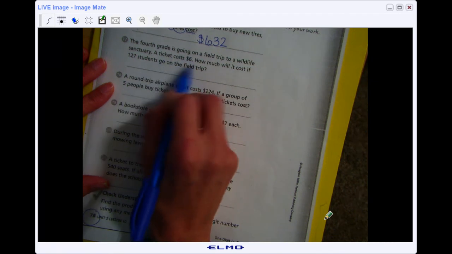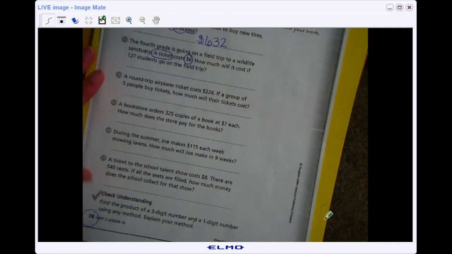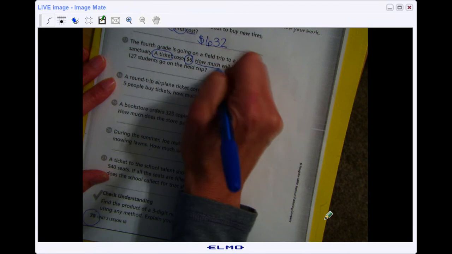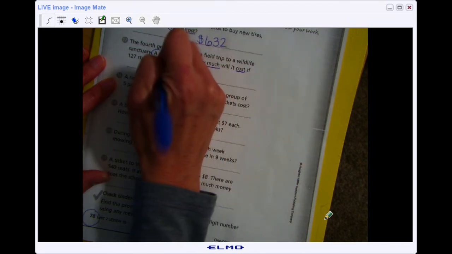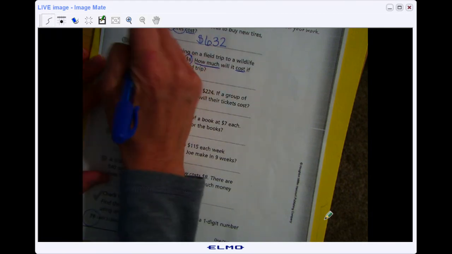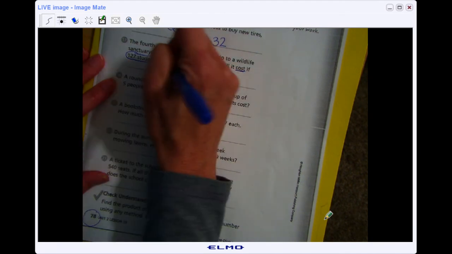So not the total cost of tickets, but one ticket. So I'm going to circle $6 and I'm going to circle a ticket. That's the cost of a ticket or each ticket. And I know that the question is how much will it cost? So that tells me that I'm going to give an answer in dollars. So I'm going to get my dollar sign there. And I know that 127 students are going to go on that field trip.